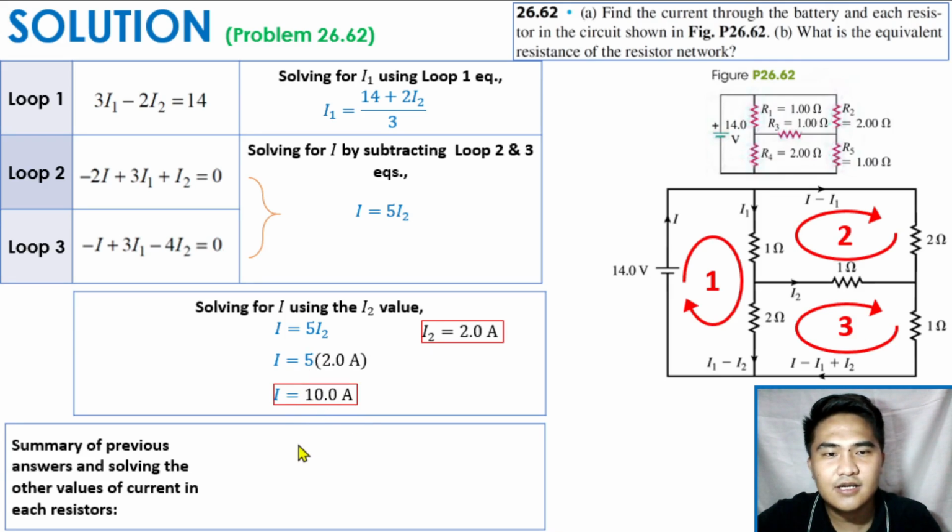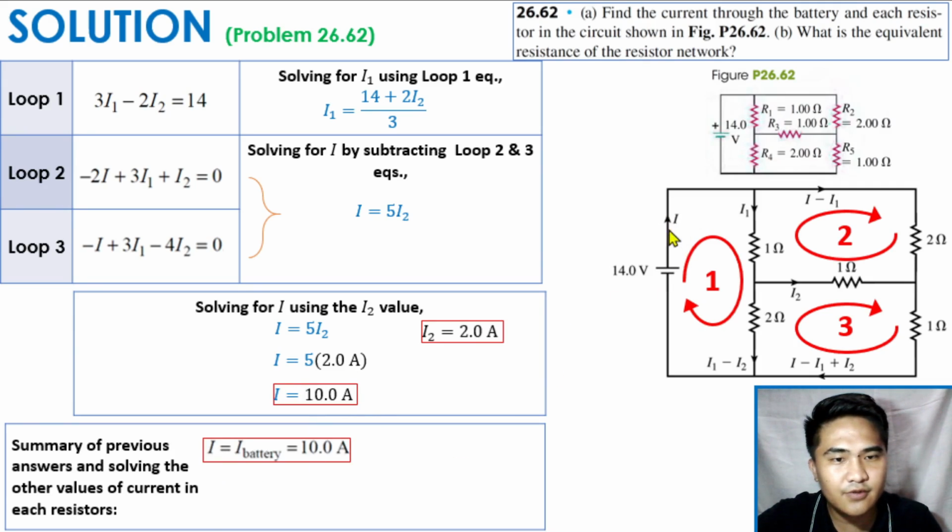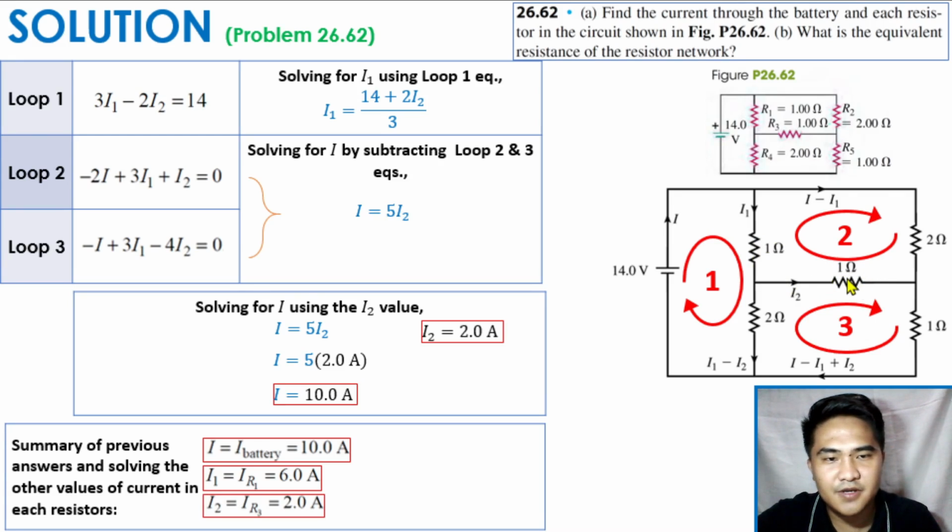So we have the value of the current of I, I1, and I2. The summary is: I, which is this for the battery, is 10 amperes. Next, our I1 for this resistor 1 is 6 amperes. Next, our I2 for this other resistor 1 is 2 amperes.